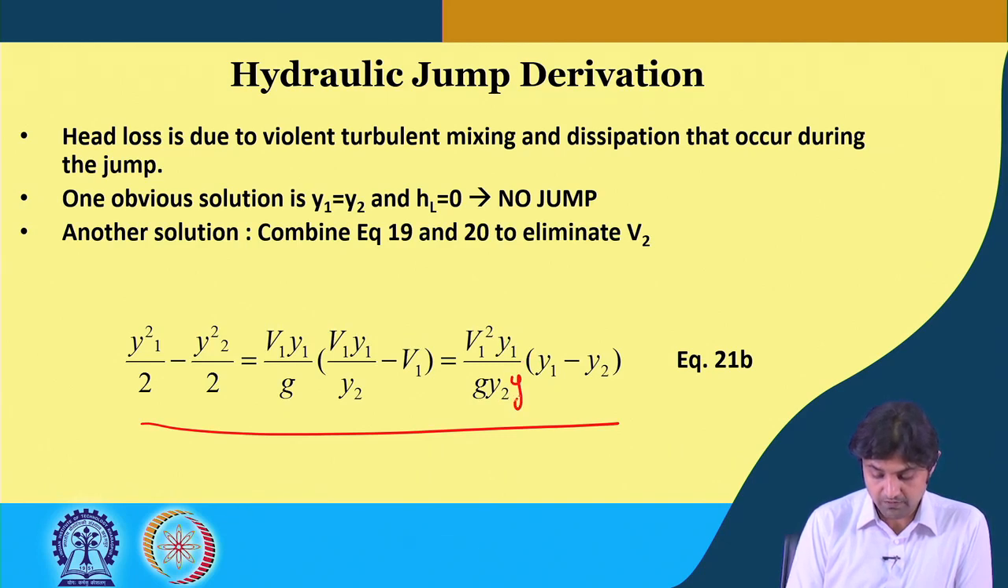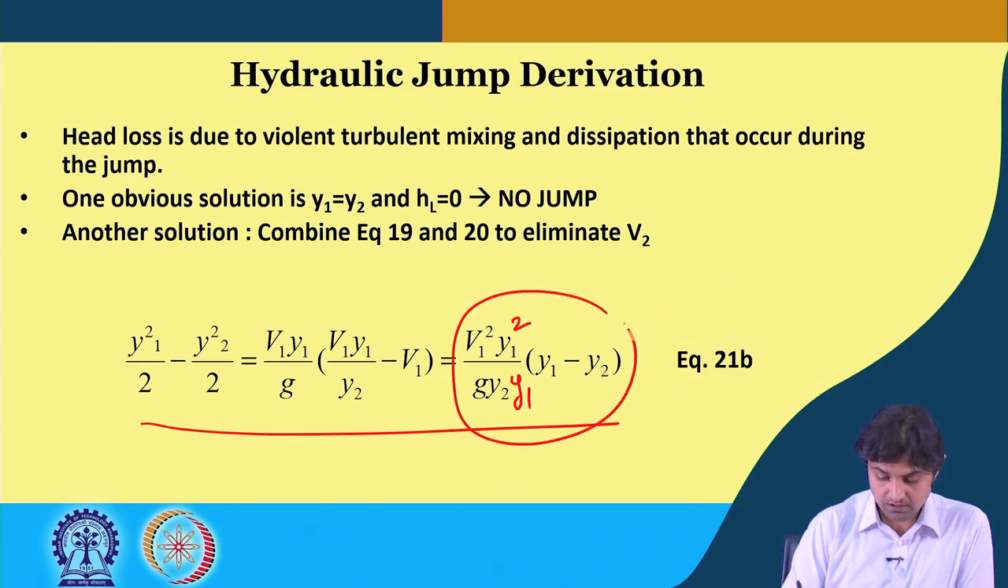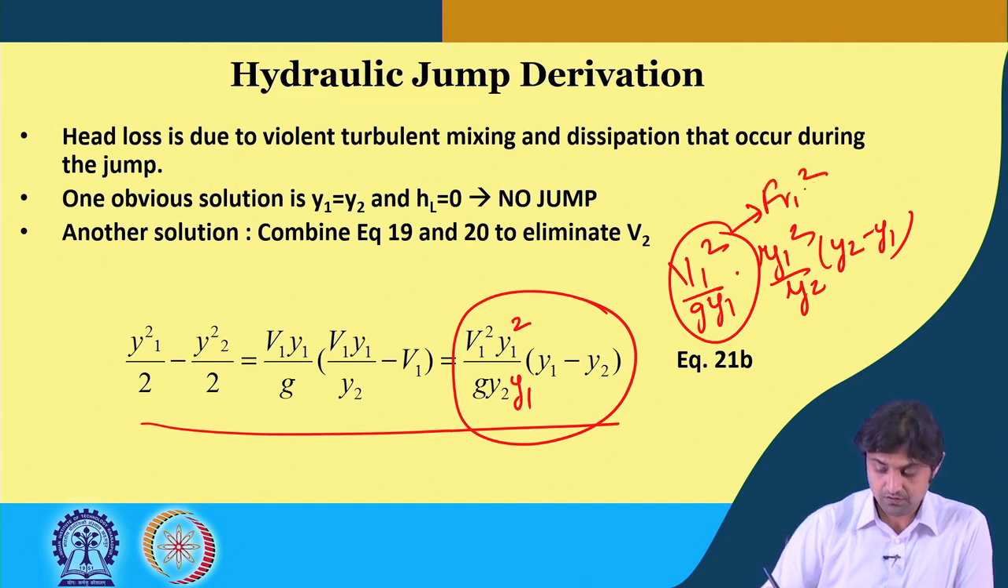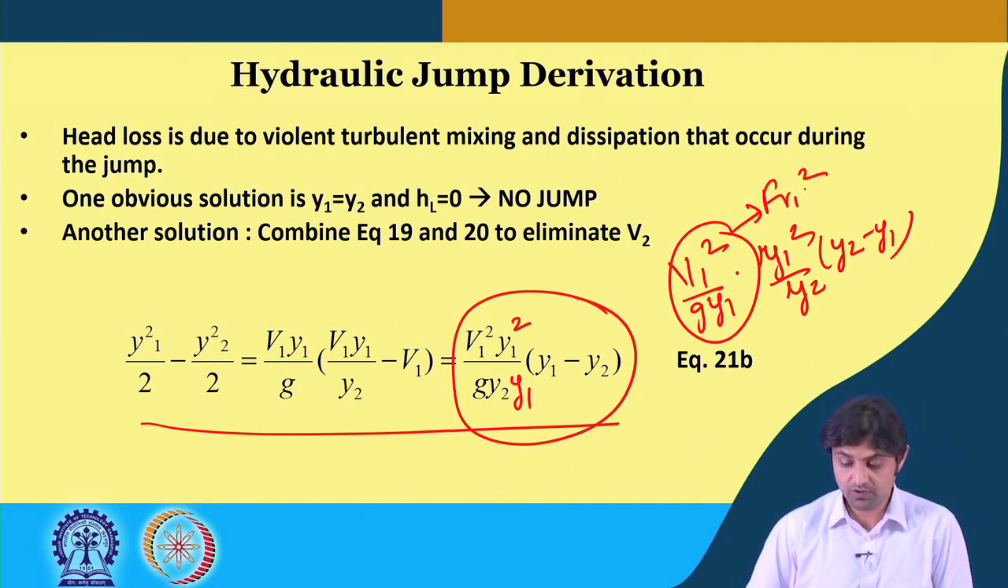If we multiply y1 here, it becomes y1 square. So, this part can be written as V1 square by g y1 into y1 square by y2 into y2 minus y1. So, this is Froude number 1 whole square, all right.